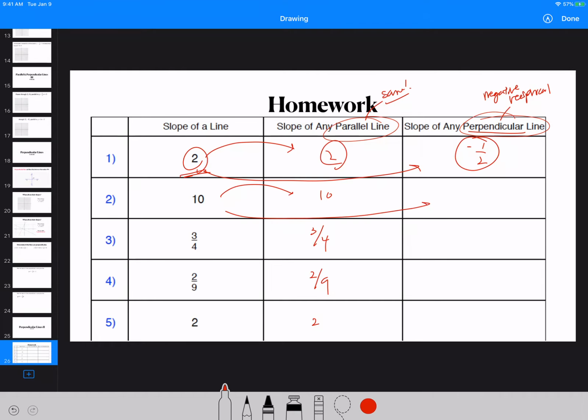The next one here, 10, would be negative 1 over 10 for the same exact reason. 3 over 4 would mean that I will flip the 3 and the 4 up and down, so it would be 4 over 3, put a negative sign in front of it. 9 over 2, and again, I don't know why we have 2 twice like this, but these are going to be the answer. This would be 1/2 right here.